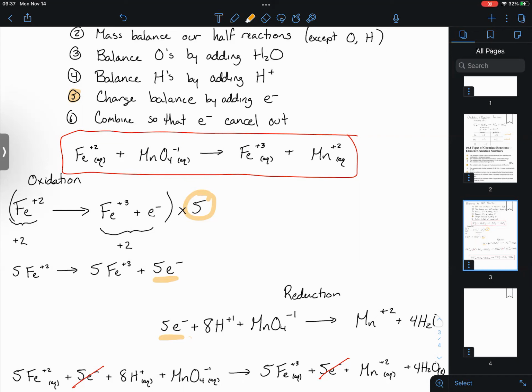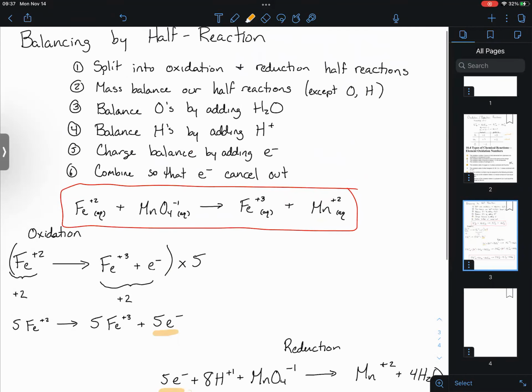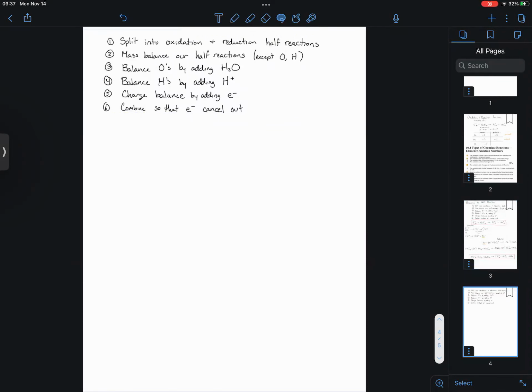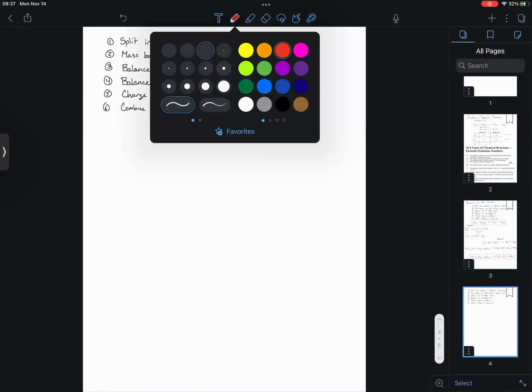All right, so let's just practice this again. We'll get our little cheat sheet rules here. All right, and let's do another example.